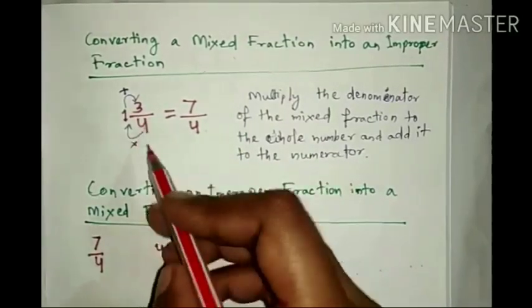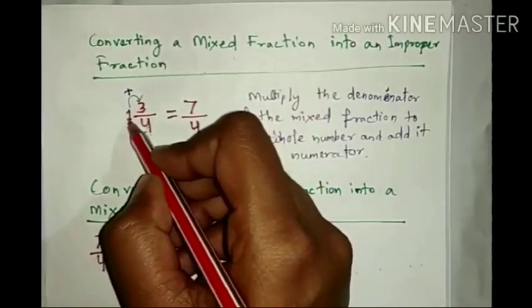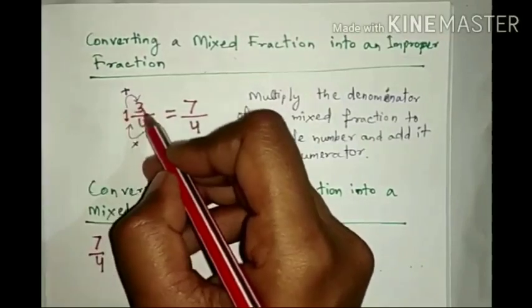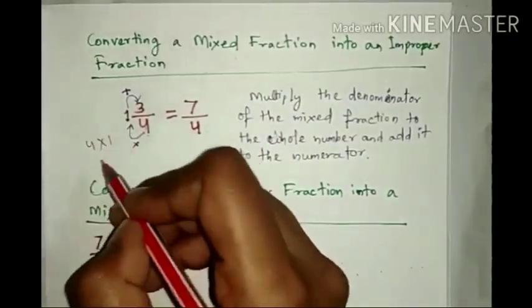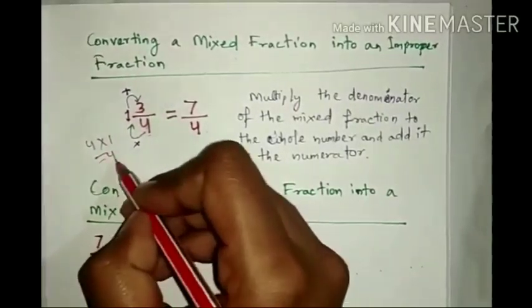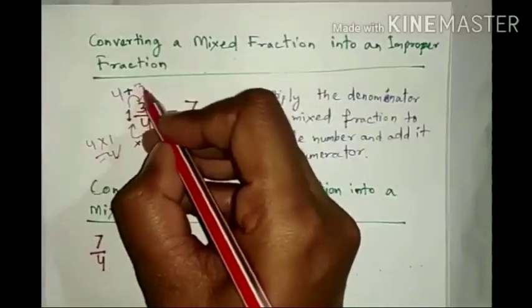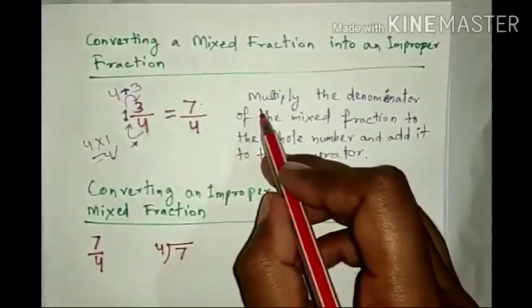So how will we do it? We have to multiply the denominator with the whole number. Then whatever result you are getting, you have to add to it. Means you will first do 4 into 1. What are you getting? 4. Then this 4 will be added to 3, 4 plus 3. You will get 7.